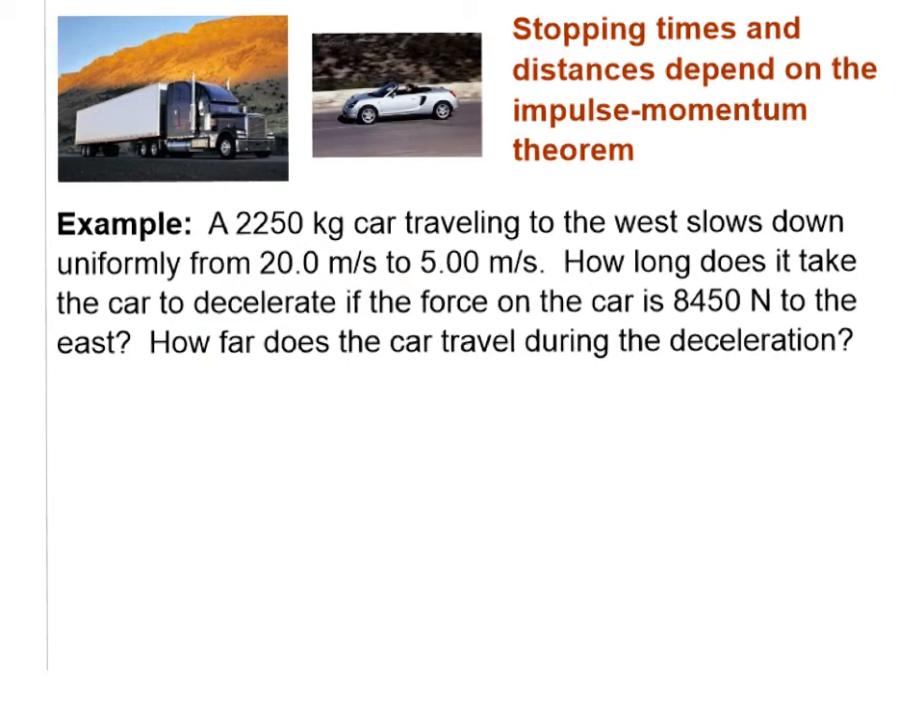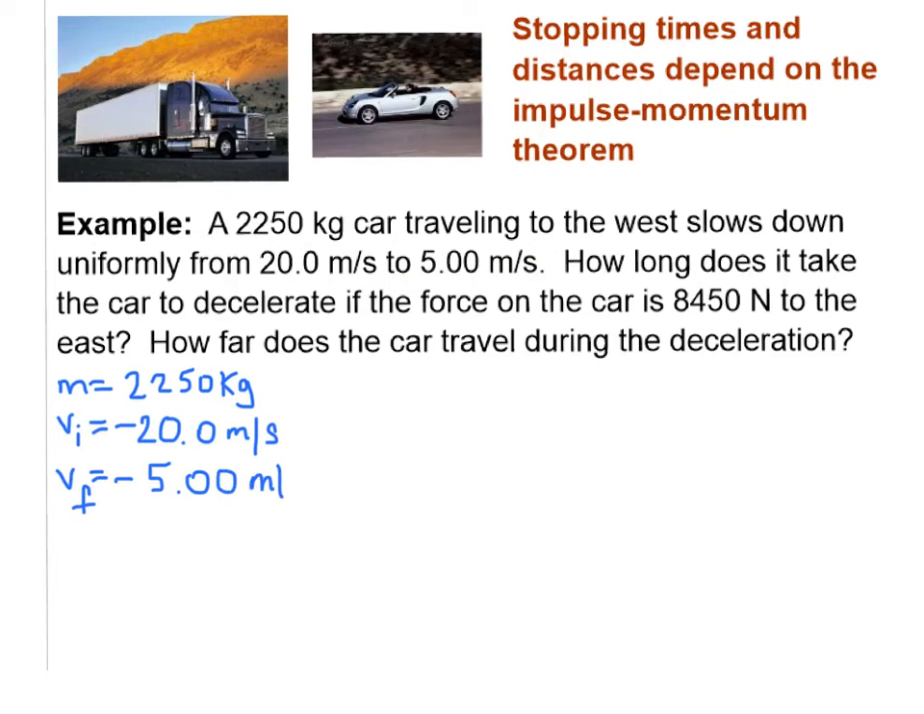Let's start by writing down what we know. I know my mass is 2,250 kilograms. I know my initial velocity is 20.0 meters to the west. So I'm going to designate that negative because it will be to the west. So I'm going to say negative 20.0 meters per second. I know my final velocity is going to be 5.00 meters per second to the west. So I will also designate that as negative 5.00 meters per second.